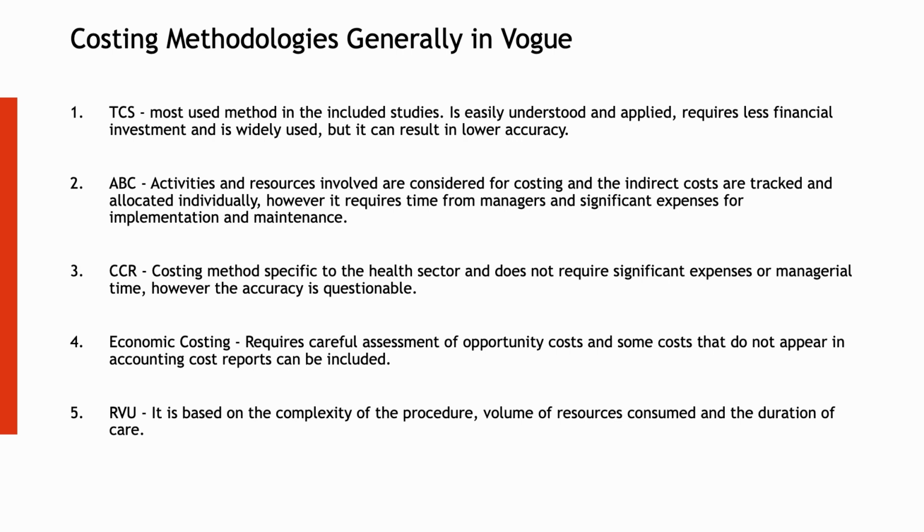It's also called the Resource-Based Relative Value Scale, RVS. It is based on the complexity of the procedure, the costing method, the volume of resources that are consumed, and the duration of care. So basically what happens in RVS or RVU is that the method assigns a relative value to each service or procedure based on the quantum of resources required for delivery. And as I just mentioned, because it is based on the complexity, quantum, and the duration, it is very accurate but can be cumbersome to implement.